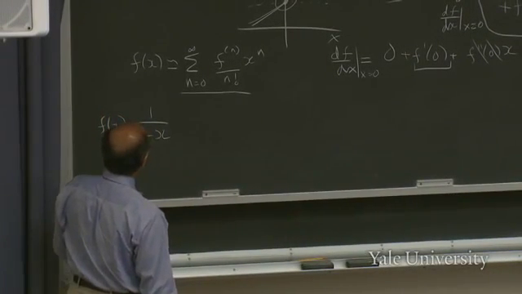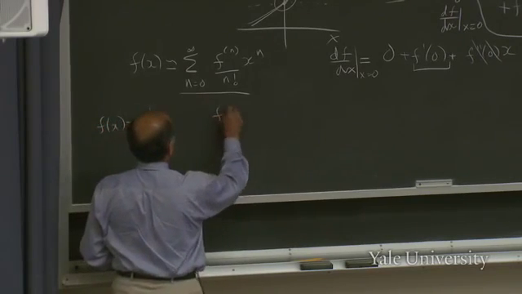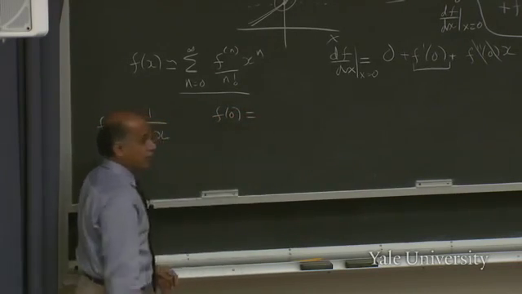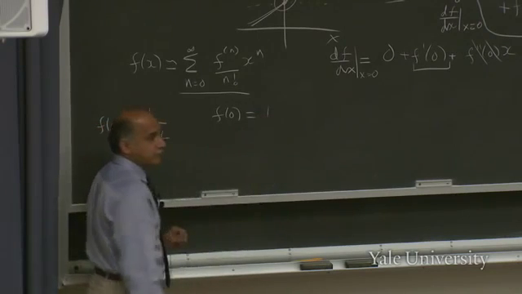But instead, suppose this function was revealed to us in stages. We were told f of 0. What is f of 0 here? Put x equal to 0. f of 0 is 1.